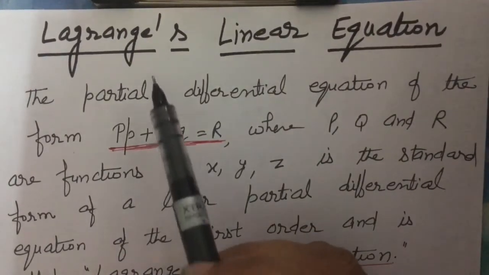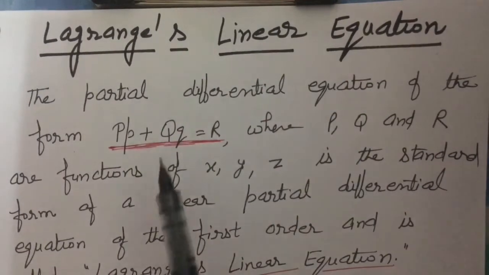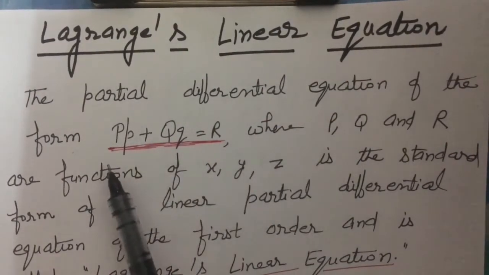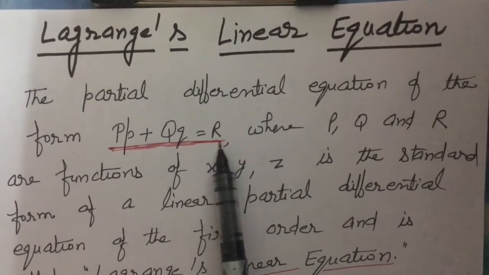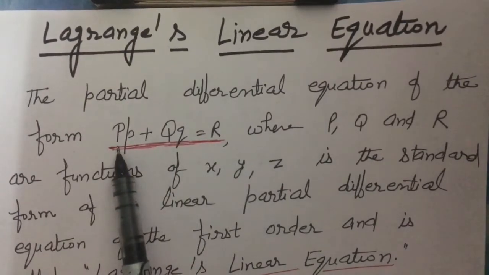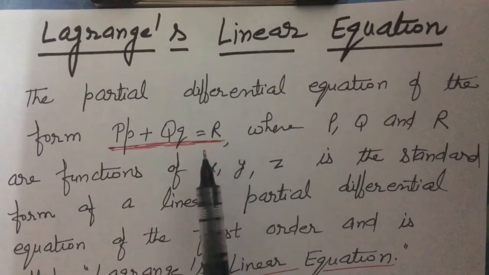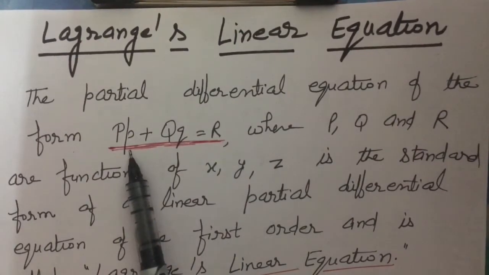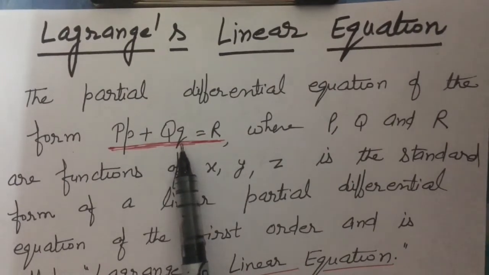In this video, we will learn about the Lagrange's linear equation. The partial differential equation of the form Pp plus Qq is equal to R is called the Lagrange's linear equation, in which capital P, capital Q and capital R are the functions of x, y and z. Small p is the first order partial derivative and small q is also a first order partial derivative.